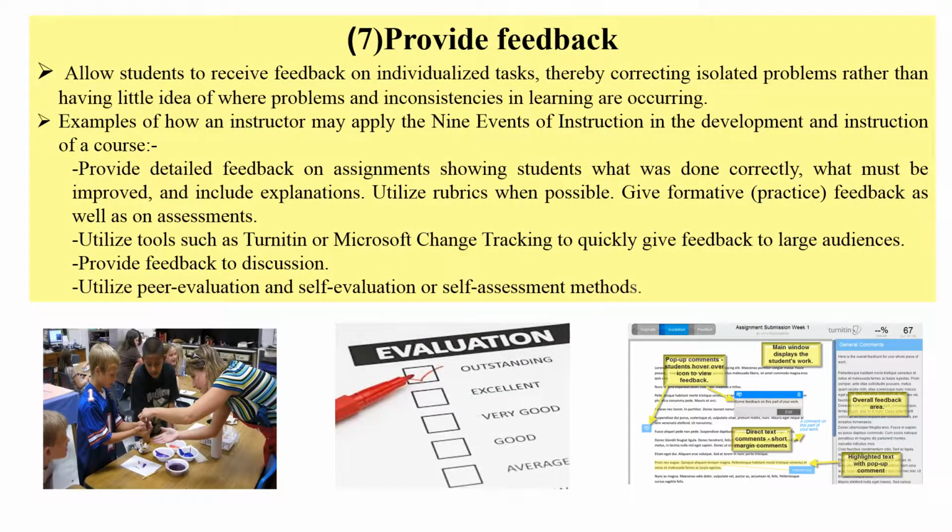The 7th step is provide feedback. Allow students to receive feedback on individualized tasks, thereby correcting isolated problems rather than having little idea of where problems and inconsistencies in learning are occurring. Examples of how an instructor may apply the 9 events of instruction in the development and instruction of a course: provide detailed feedback on assignments showing students what was done correctly, what must be improved, and include explanations.